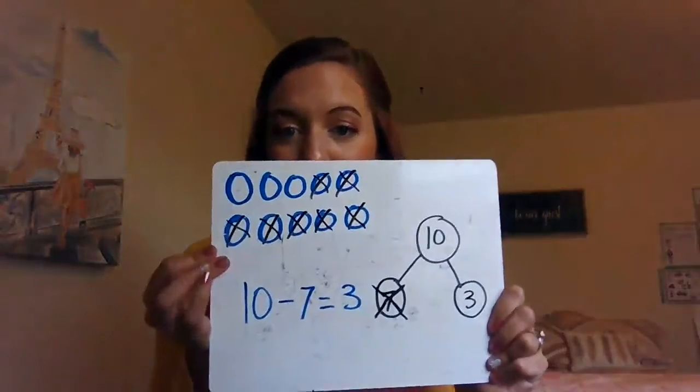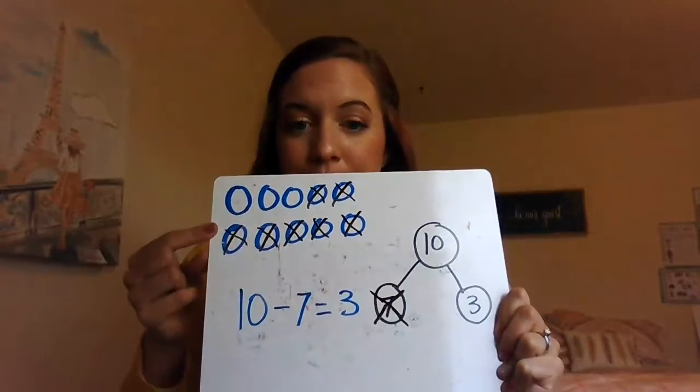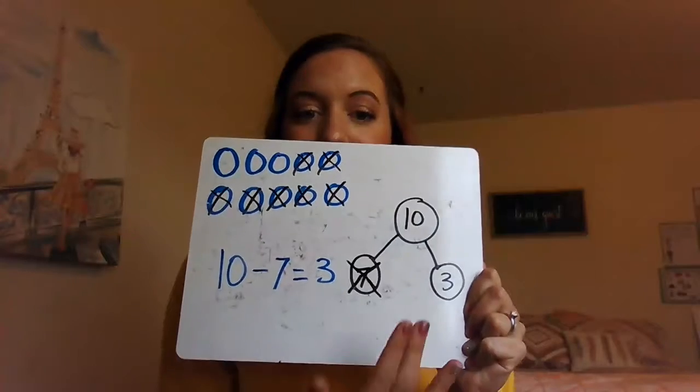So yesterday's math question of the day said that Mrs. Getch had 10 Easter eggs, and then the Easter Bunny comes and takes 7 of them. How many eggs do we have left? So we had to do this problem in 3 different ways. We had to make a 5-group drawing, a number sentence, and a number bond.